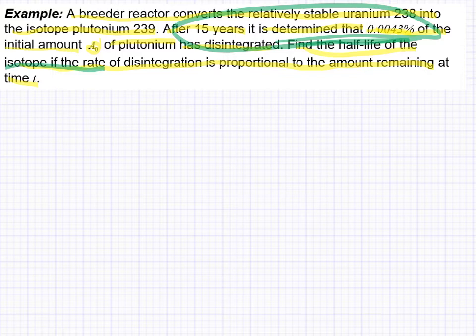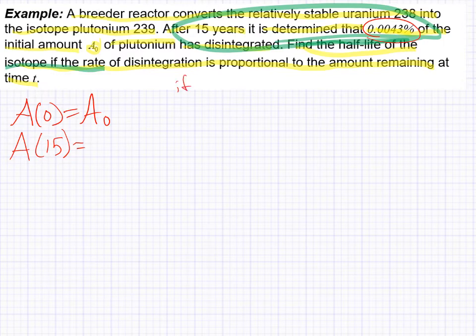We have an initial amount. So let's use A as our dependent variable now. We have an initial amount of A sub 0. So at time 0, we have A sub 0 amount. Okay? And after 15 years, we know we have a certain amount left. Well, we know how much is disintegrated. If 0.0043% is gone, right, it's disintegrated, then what do we know?